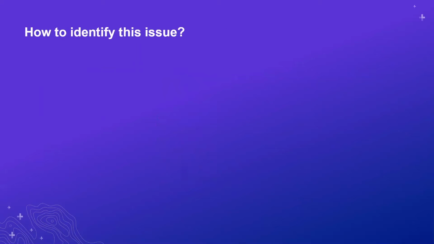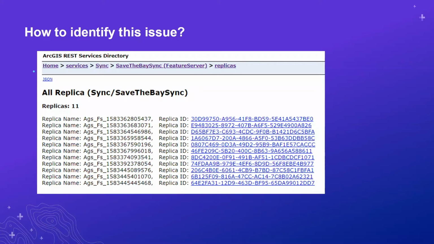So what would be a way to identify the issue? The steps we take here in support are to check if the actual replica ID we're getting from the error message exists on the REST endpoint of the service. We can go to the feature service and go to the replicas endpoint, and manually look through the list of replica IDs currently on the server and try to match it with the one we're seeing from the error message.